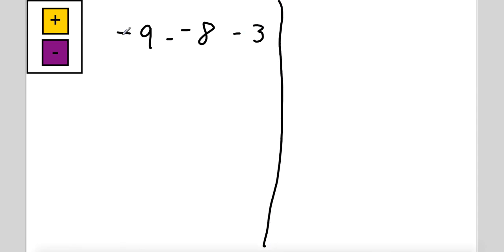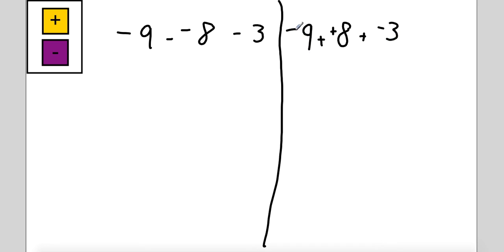So here I have negative 9 minus negative 8 minus 3. So I actually have multiple areas where I need to change my subtraction to addition. So I'm going to keep my first integer. I'm never going to change that one. Now I have minus negative 8. So I'm going to change this into plus positive 8. We're changing subtraction to addition, negative to positive. And again, here I have subtraction. So I'm going to change my subtraction symbol to addition, and my positive 3 to a negative 3.